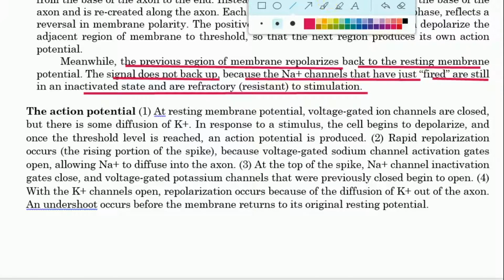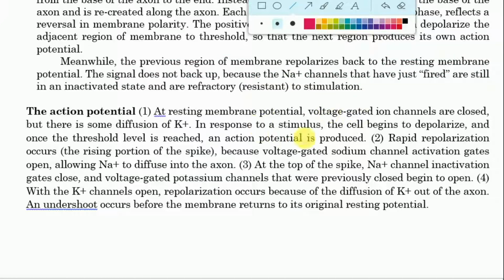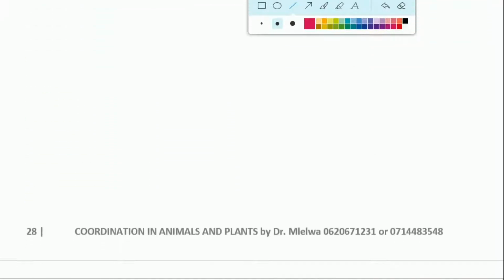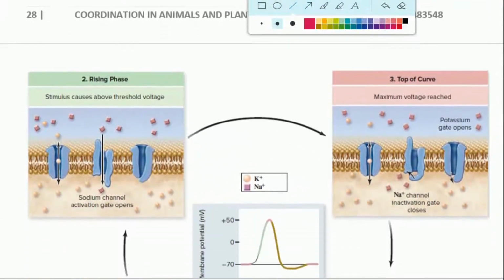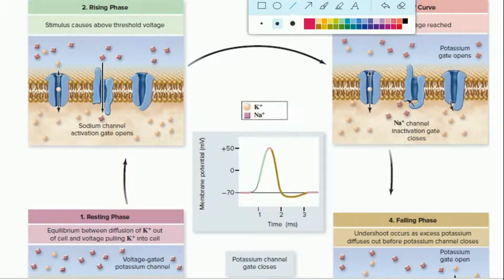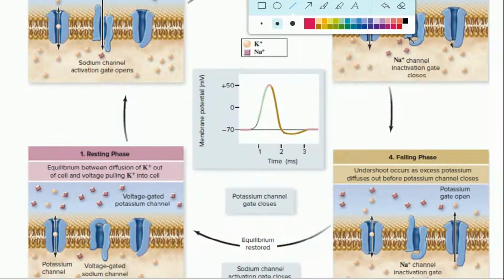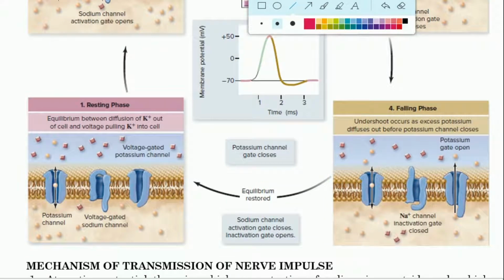Now below we have the diagram. And here there are explanations of the diagram. The diagram has 4 parts. The first part is the resting potential. Voltage gated ion channels are closed, but there is some diffusion of potassium. In response to the stimulus, the cell begins to depolarize. So actually this diagram explains the cycle of what happens in the neuron during conduction of the nerve impulse. As you can see, the explanations for the diagram are above, but here you can observe yourself what happens.